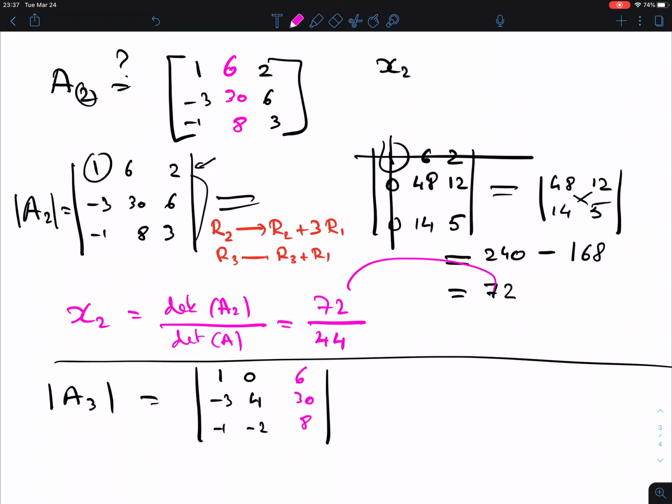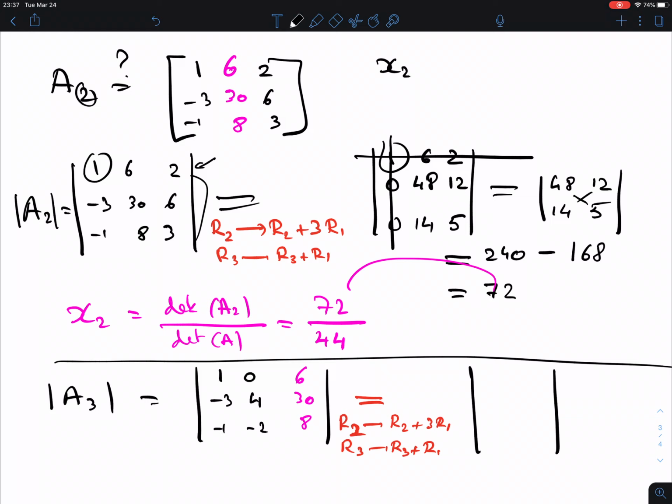Well, I could do expansion on the first row again if you want. I like the row reduction, I don't know about you guys. I'm going to do row reduction. So row 2 is row 2 plus 3 times row 1, and row 3 is row 3 plus row 1, the same operations as the previous case.